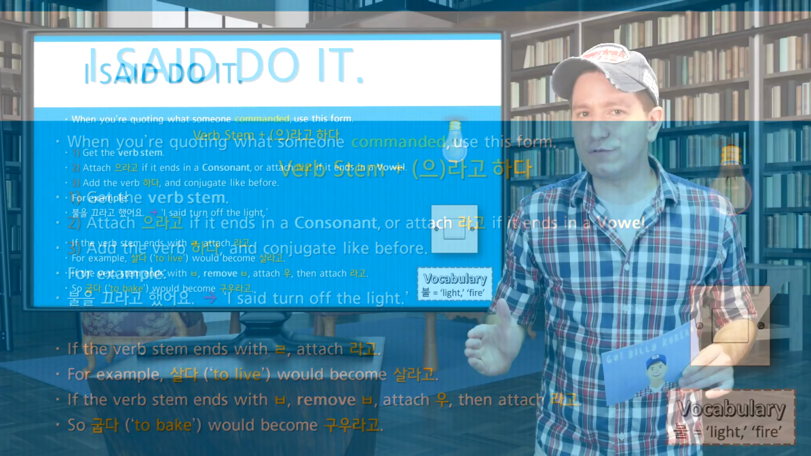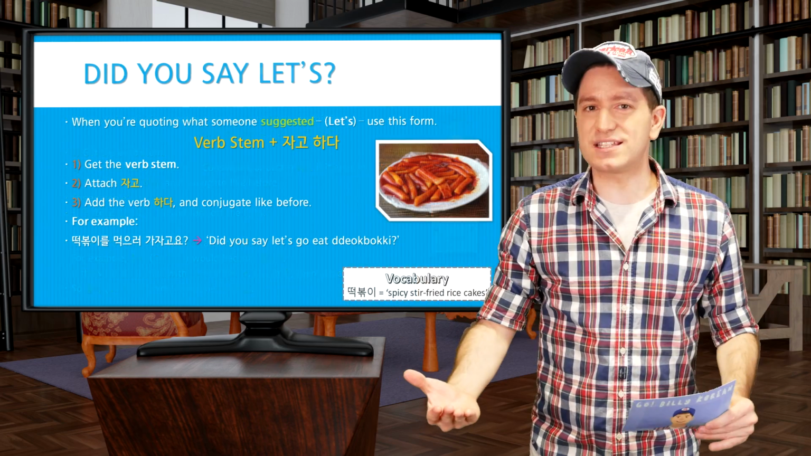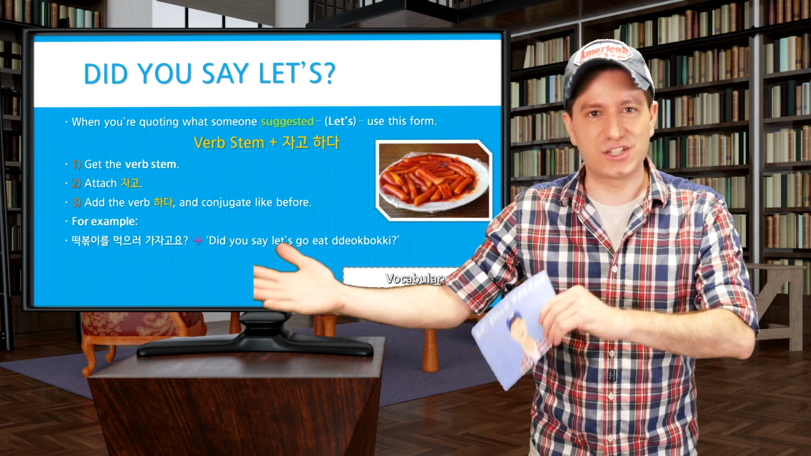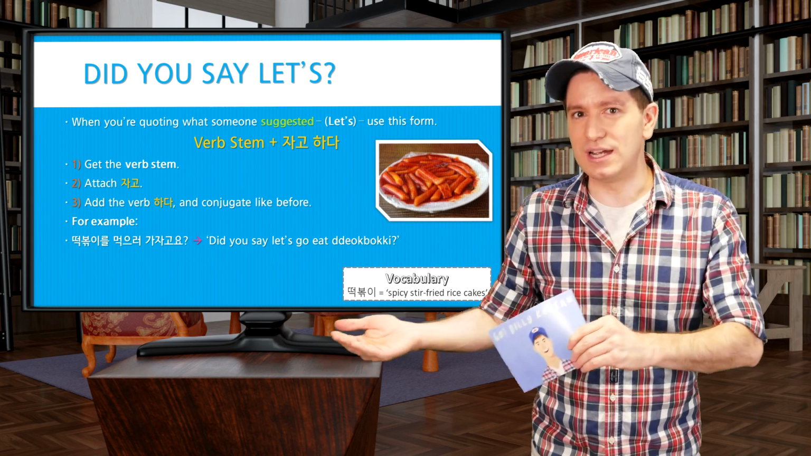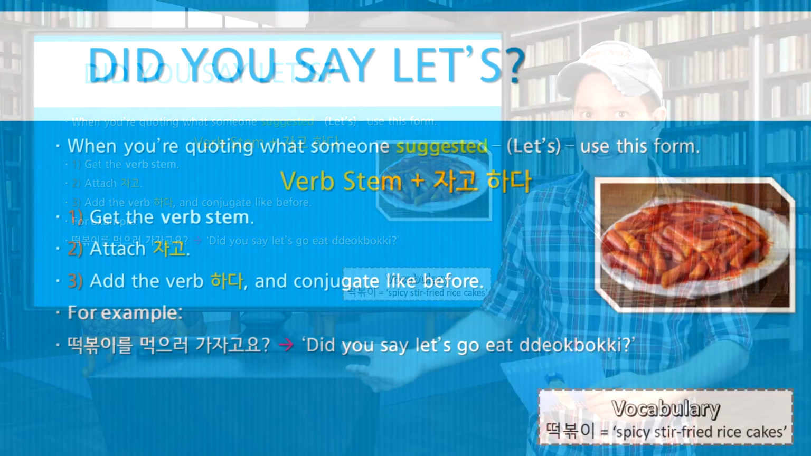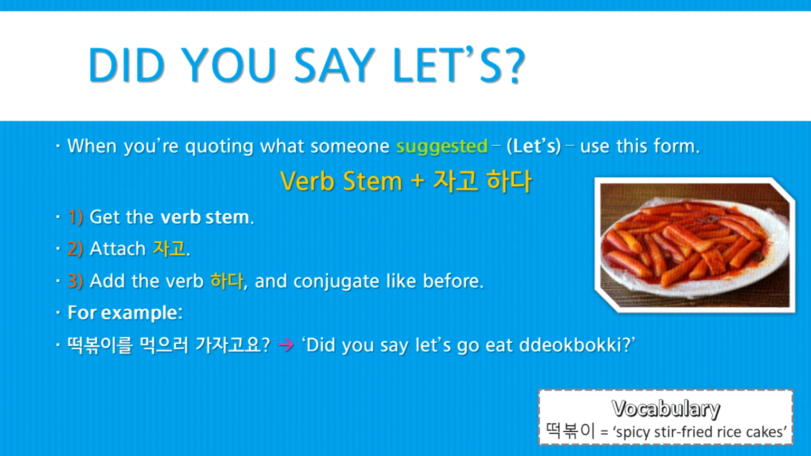And the last quoting form that we're going to learn is when you're quoting something that somebody suggested to do. So when you're quoting what somebody said to let's do, for that, use the 자고 ending. Here's how to use it. Get the verb stem and attach 자고. Then add the verb 하다 and conjugate it just like before. For example, 떡볶이를 먹으러 가자고요? Did you say let's go eat 떡볶이?